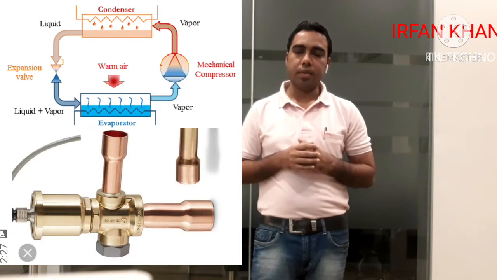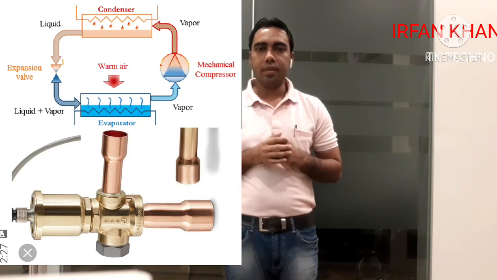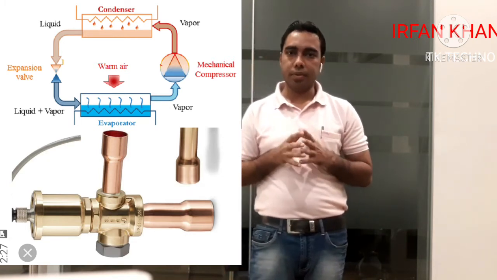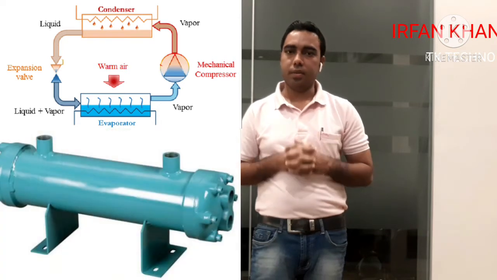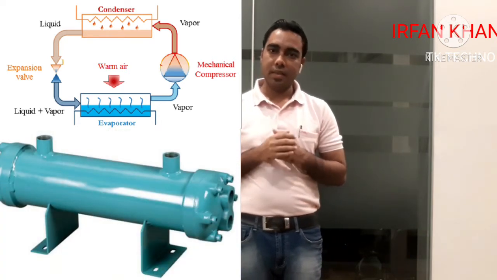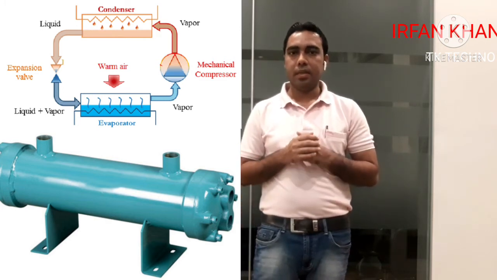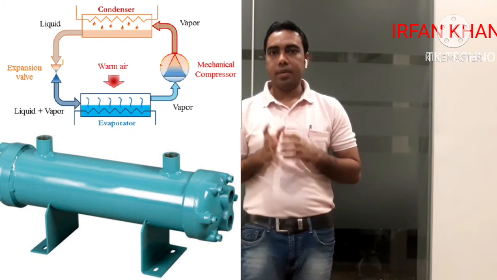The work of expansion device is to reduce the pressure of liquid refrigerant. After reducing liquid refrigerant pressure, this liquid refrigerant goes to shell and tube type chiller. In shell and tube type chiller there are also two sides, shell side and tube side. Shell side is water and tube side is refrigerant.